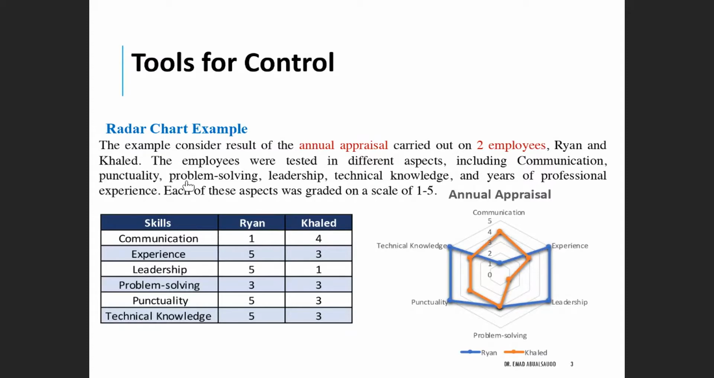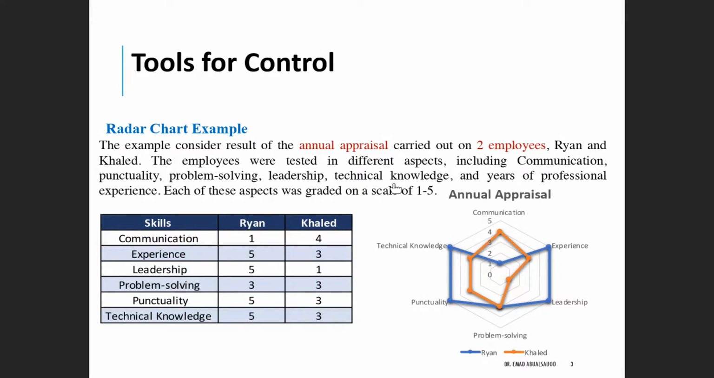I know most of you know that problem solving is very important, and as engineers this is considered to be maybe your ultimate objective, to solve problems. Leadership: this is a difference between students, among them who has leadership skills and who trained to improve his leadership skills. Technical knowledge is part of your knowledge in the discipline. So these criteria were implemented for Ryan and Khalid for their annual appraisal.